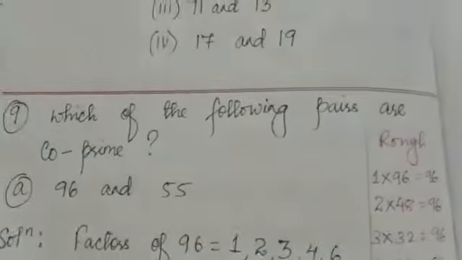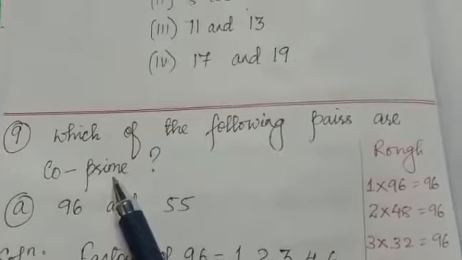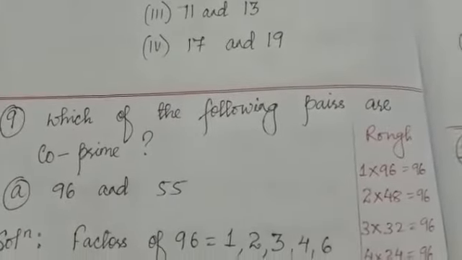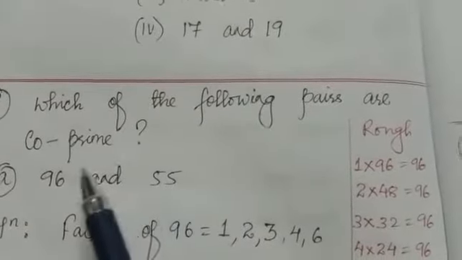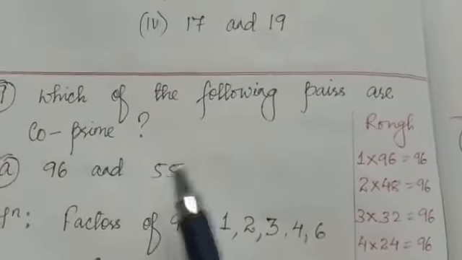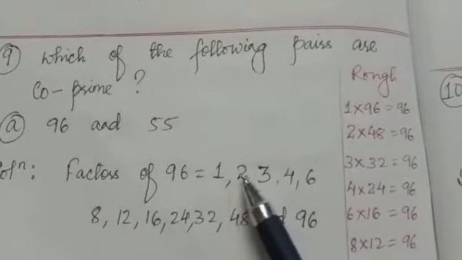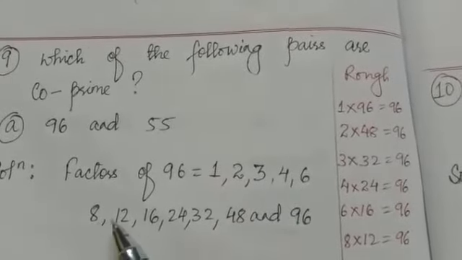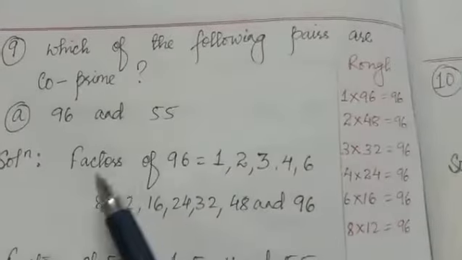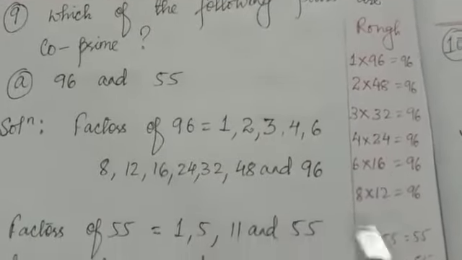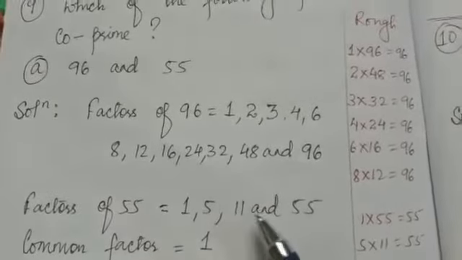Now we will start question number 9. Which of the following pairs are co-prime? So you have to find which are the co-prime numbers. Number A is 96 and 55. First we will find the factors of 96 as well as 55. The factors of 96 are 1, 2, 3, 4, 6, 8, 12, 16, 24, 32, 48 and 96. Factors of 55 are 1, 5, 11 and 55.